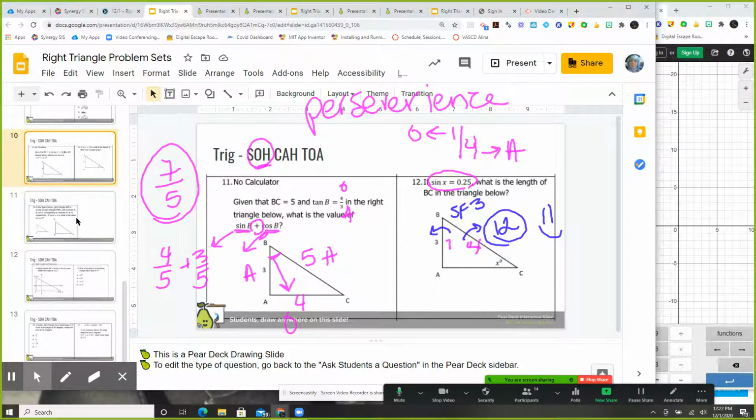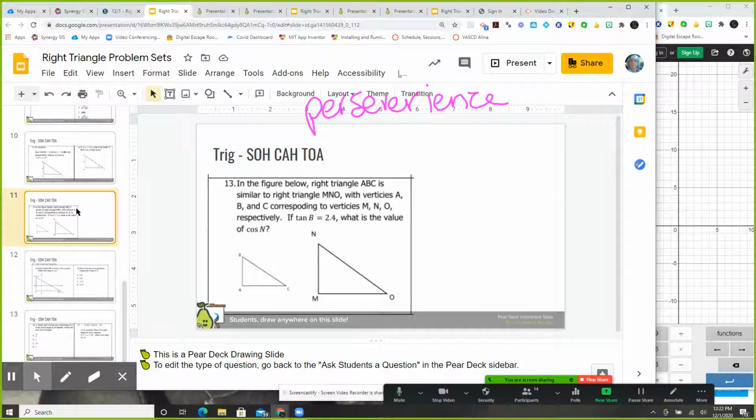Done, done, done. There's 3 more. 3 more. I think so.